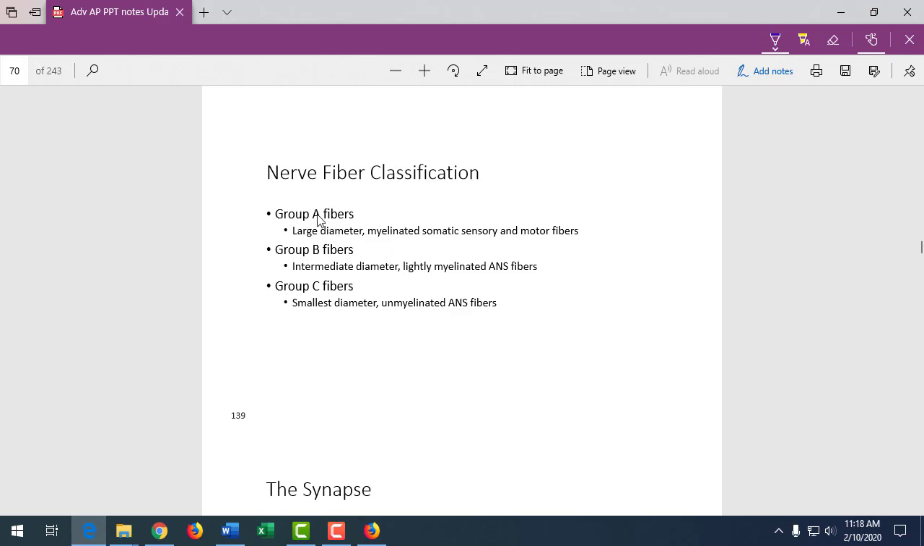So when you think skeletal muscle, that's the group A fibers, because remember, somatic is skeletal muscle, and whether it's sensory or motor, so incoming or outgoing responses, those are group A fibers.